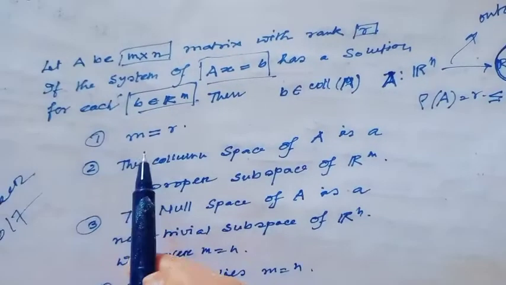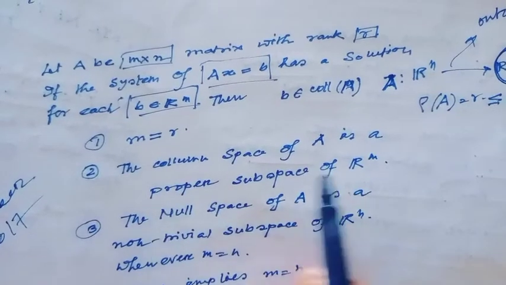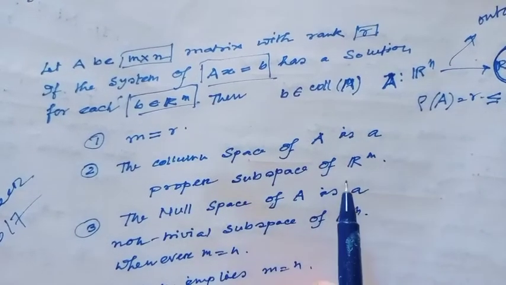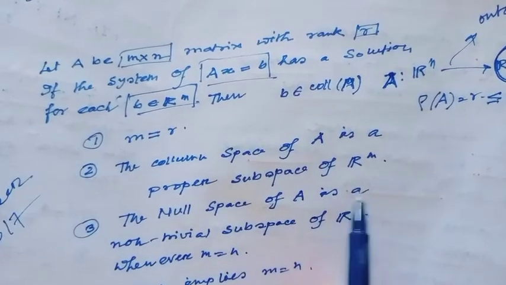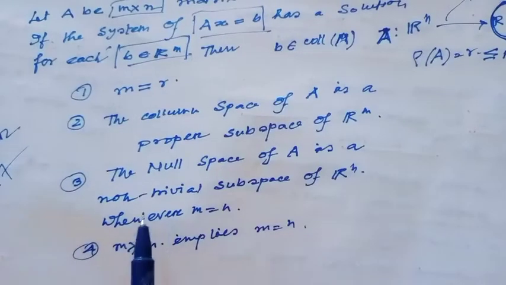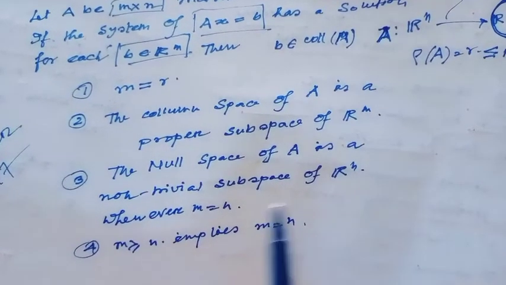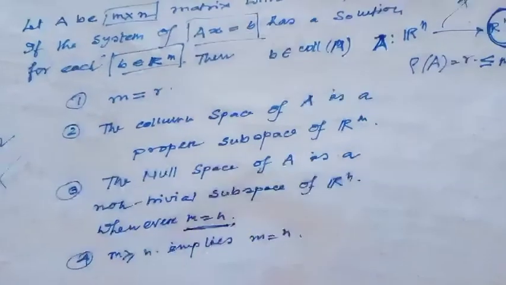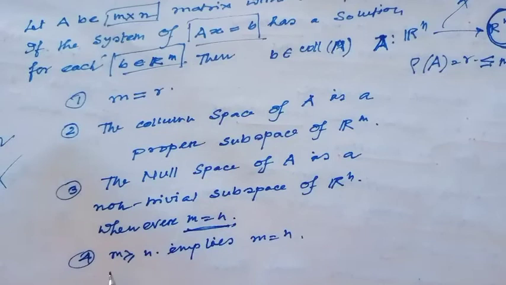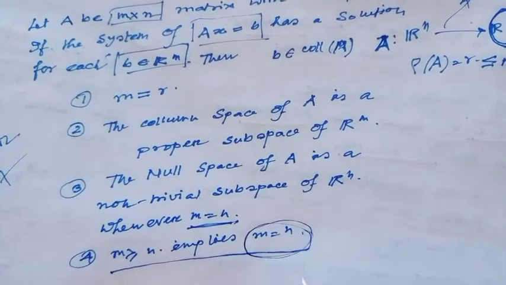Option 1, m equal to r. Option 2, the column space of the matrix is a proper subspace of Rm. Option 3, null space of matrix A is a non-trivial subspace of Rn whenever m equal to n. And option 4, when m greater than or equal to n, that implies obviously m equal to n.